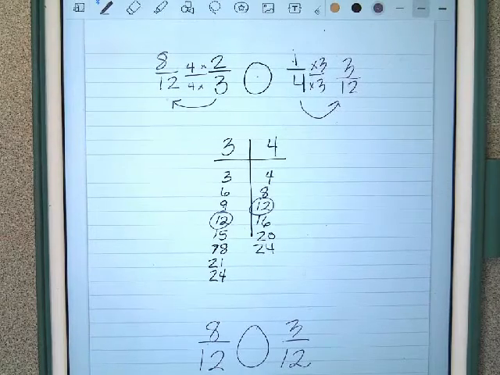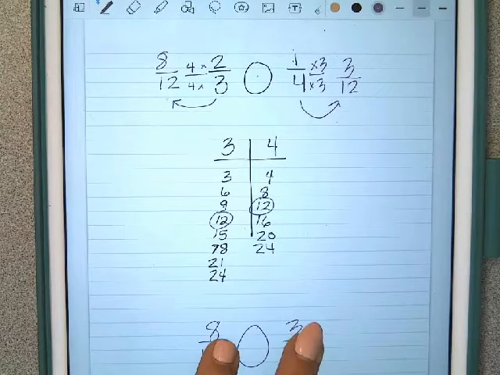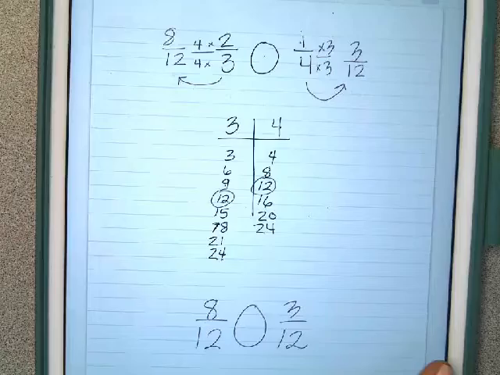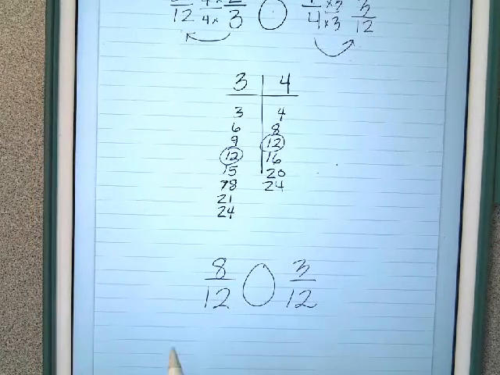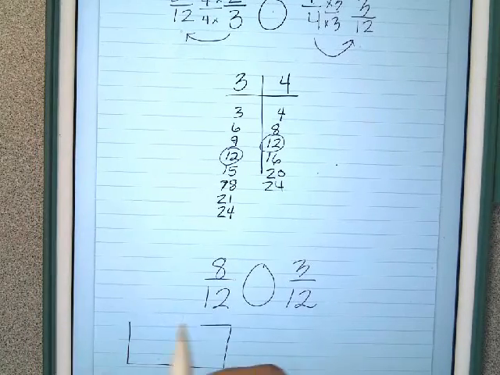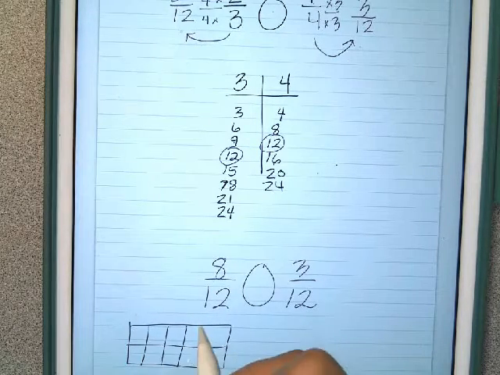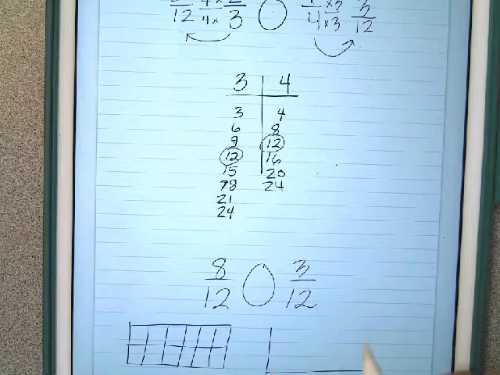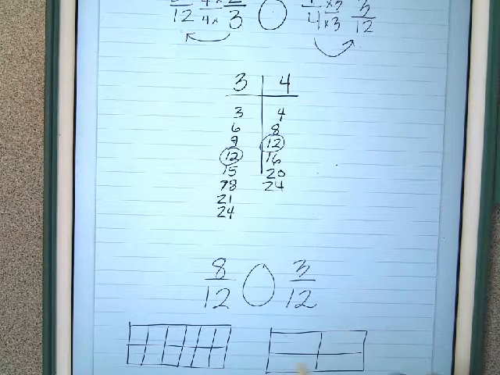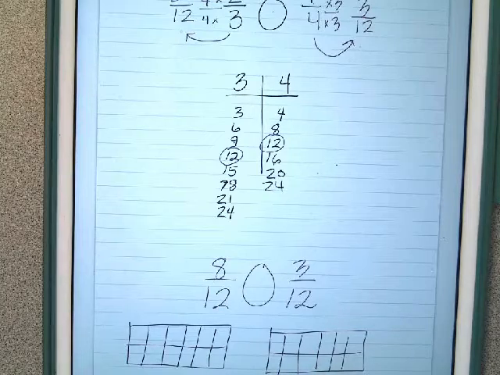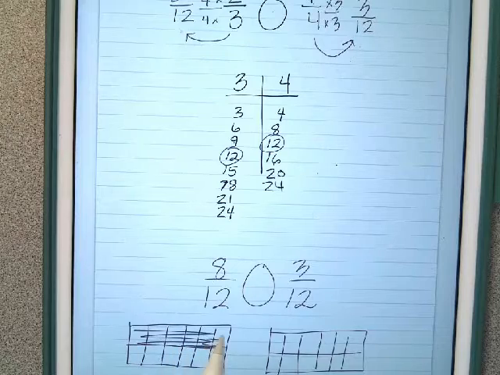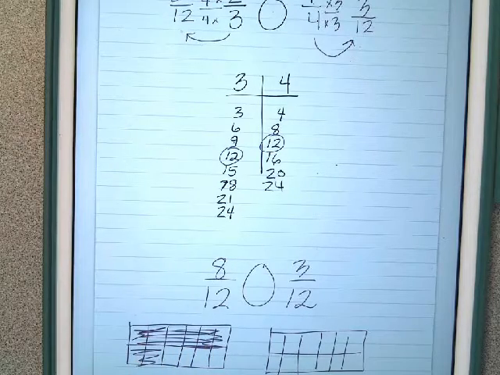Now the reason we are getting a common denominator is because I'm going to compare the same sizes. Now both of these fractions show that they have something split into 12 pieces. I'm going to draw a picture to help represent that model. Okay. These are the same size pieces, so I can compare easier. 8/12 is going to look like this, and 3/12 is going to look like this.